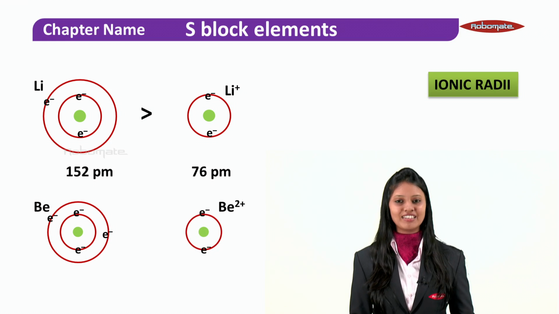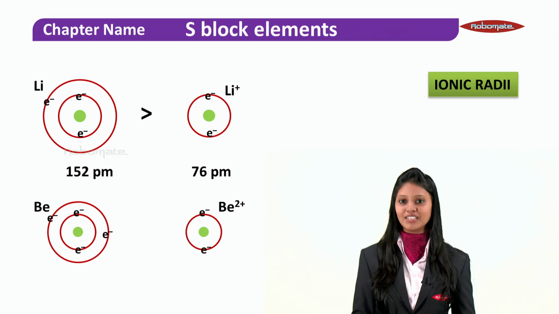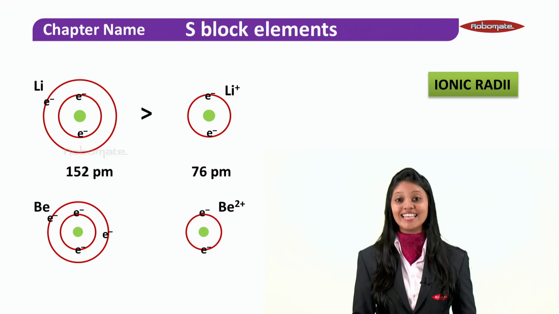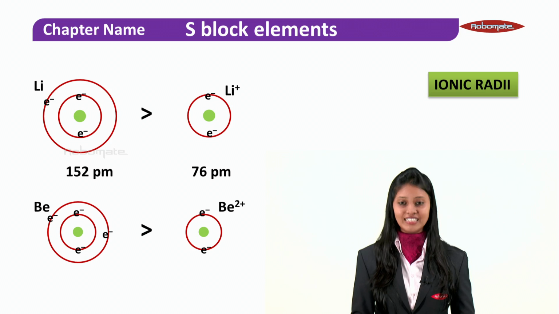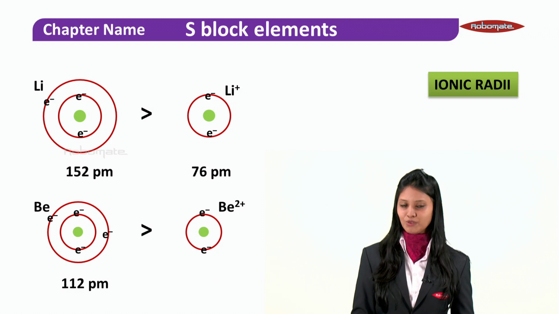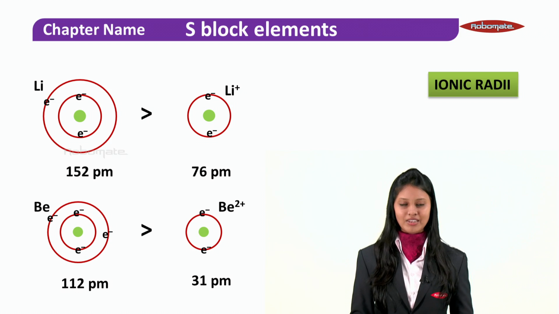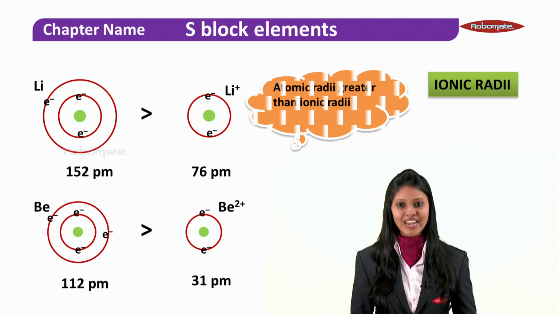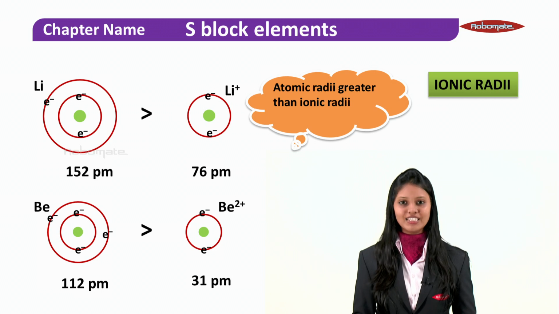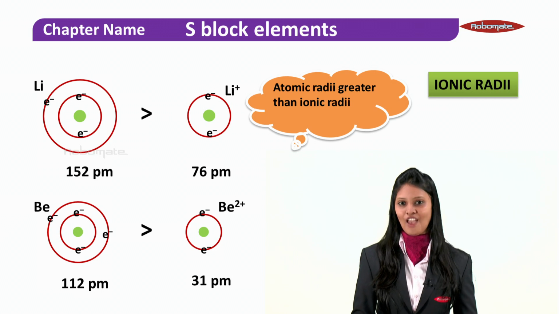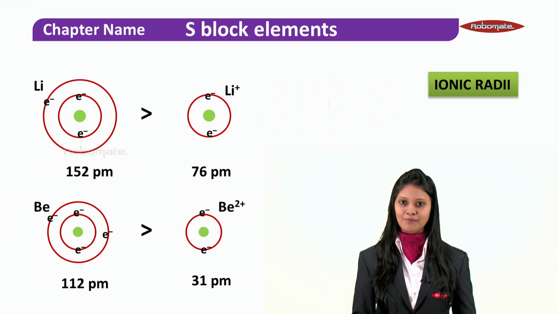The next element is beryllium, and beryllium's atomic radii is also greater than its ionic radii, and that's why we say the values are 112 picometer and 31 picometer. And that's the reason the trend is atomic radii is greater than ionic radii. So this was about atomic radii and ionic radii in S block elements.